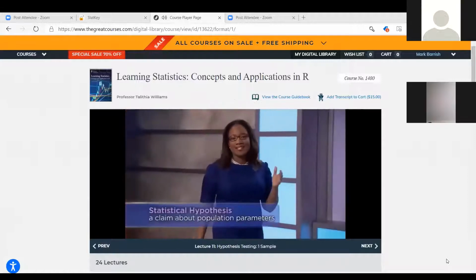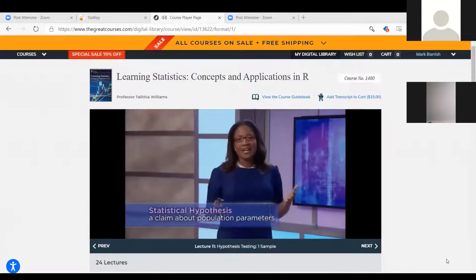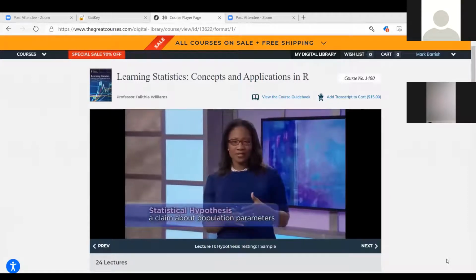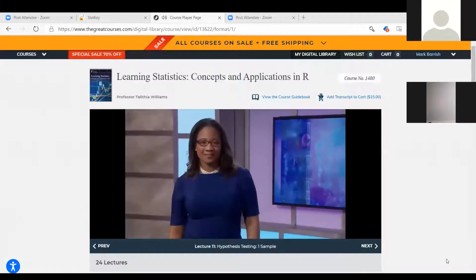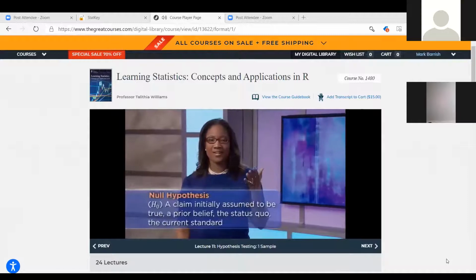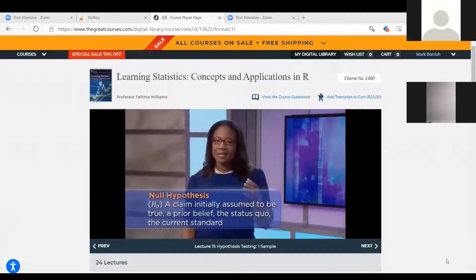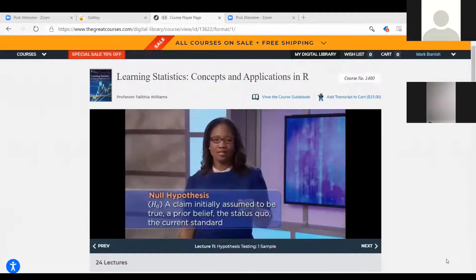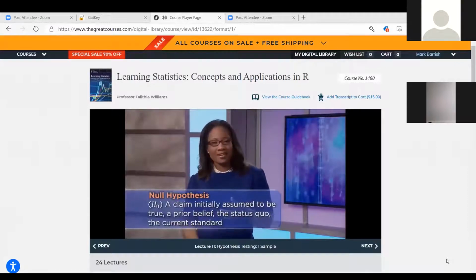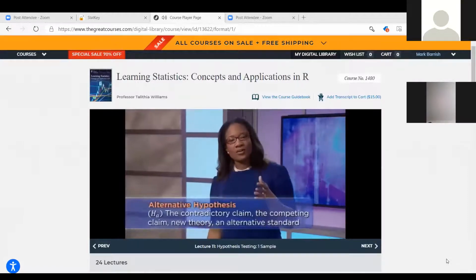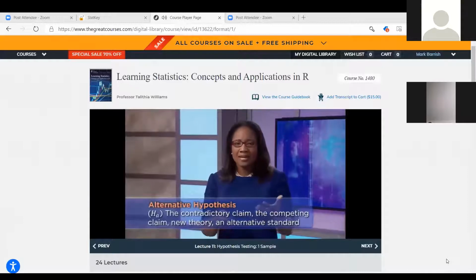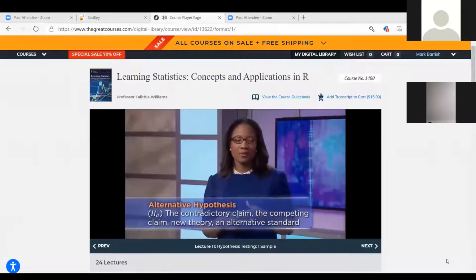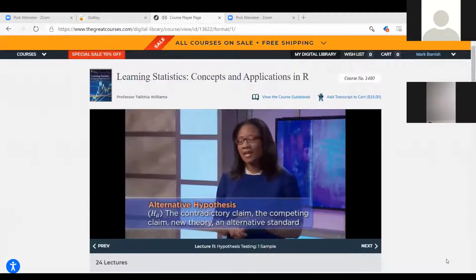Now, formally, a statistical hypothesis test is a claim about our population parameters. And when we do hypothesis testing, we're going to start with 2 pretty contradictory hypotheses. The first is our null hypothesis. We call that H naught. Now, this is the claim that's initially assumed to be true. It's like our prior belief, our old theory, the status quo, the current standard. And then there's the alternative hypothesis. We call that HA. This is our contradictory claim, the competing claim. Maybe it's the new theory or some alternative standard.